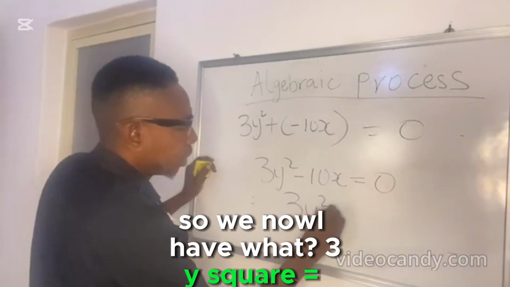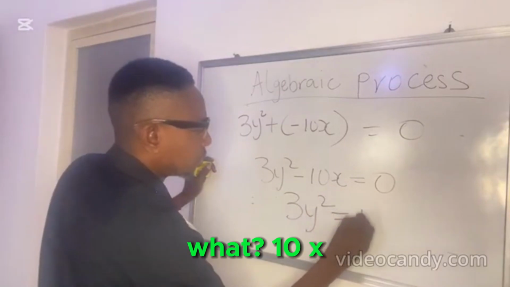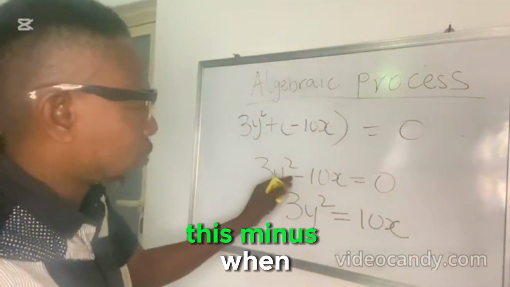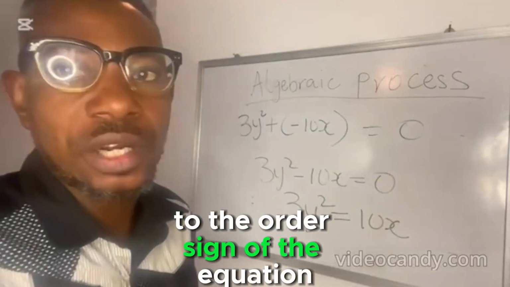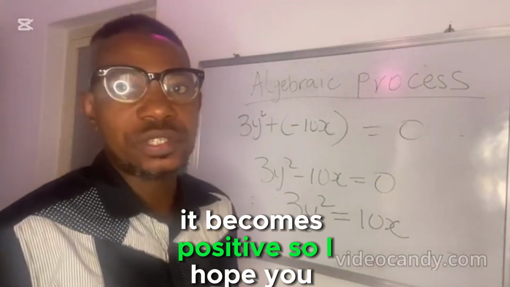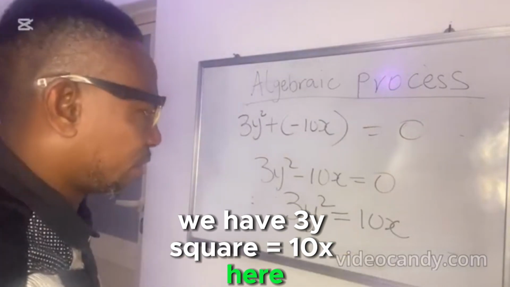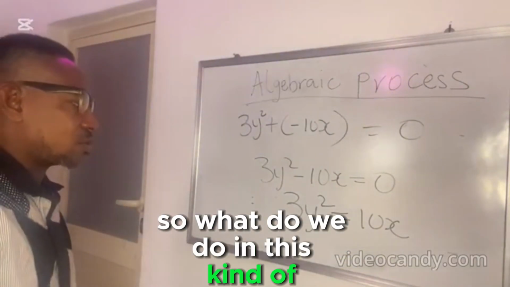3y squared is equal to what? 10x. When the minus crosses over to the other side of the equation, it becomes positive. So I hope you understand that is why we have 3y squared is equal to 10x here. So what do we do in this kind of situation?